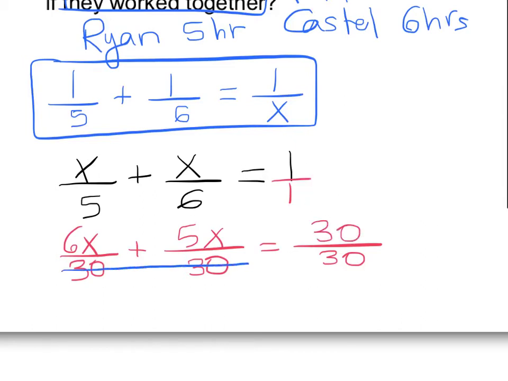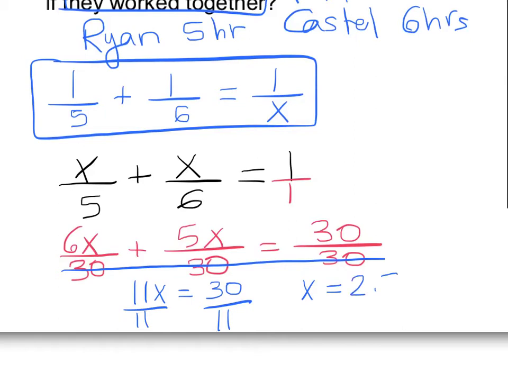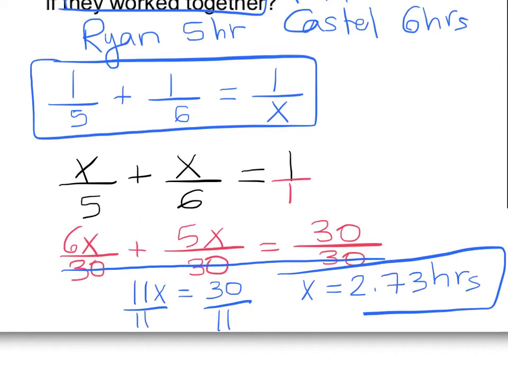Then you cancel out the denominator. You have 6x plus 5x, so that's 11x equals 30. Divided by 11, x equals 30 divided by 11, which is 2.73 hours. So together it takes them less than 3 hours. Good, great. Now we are on the second page.